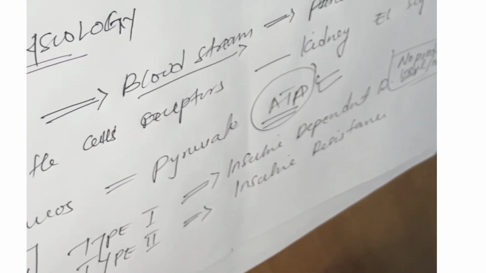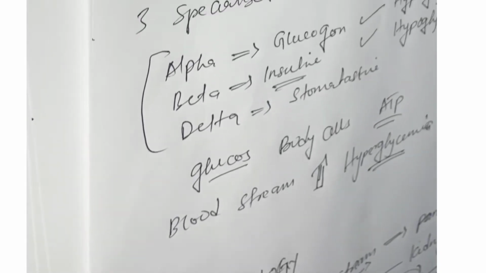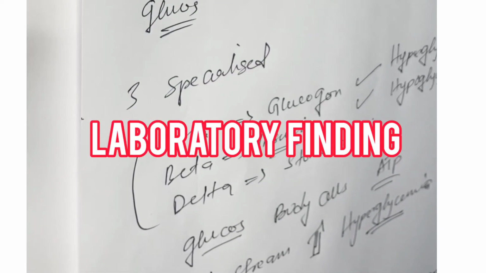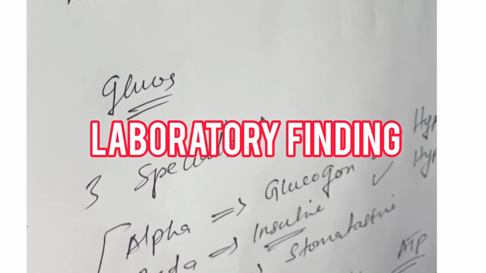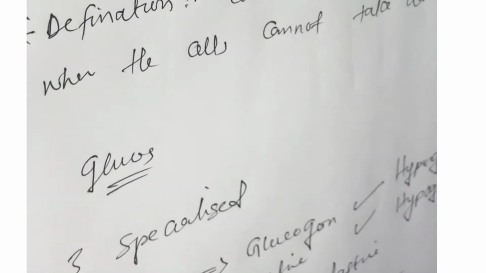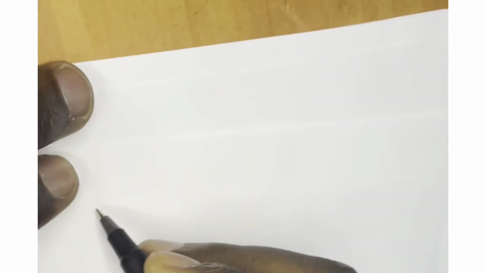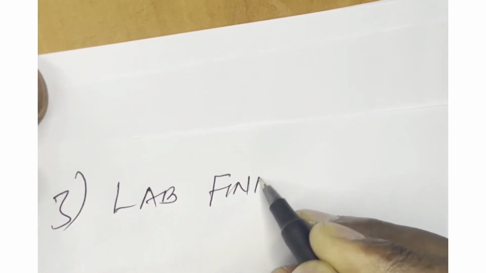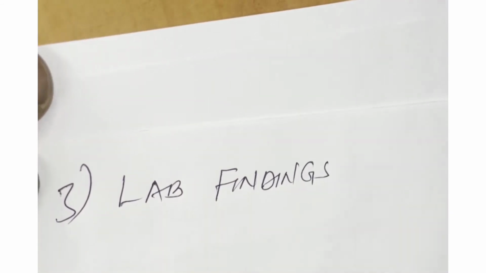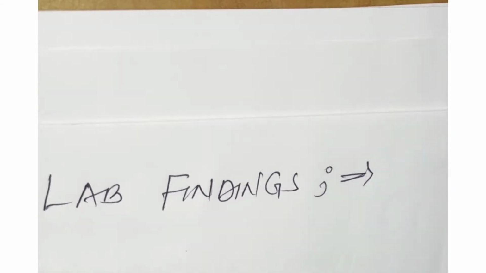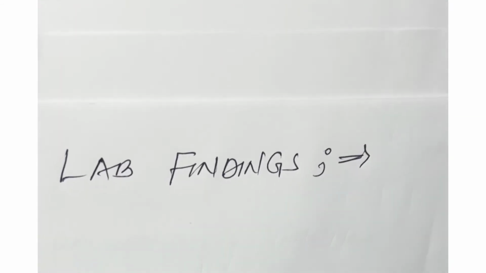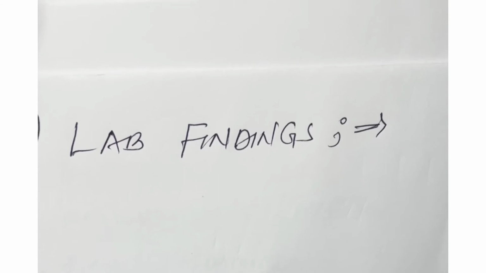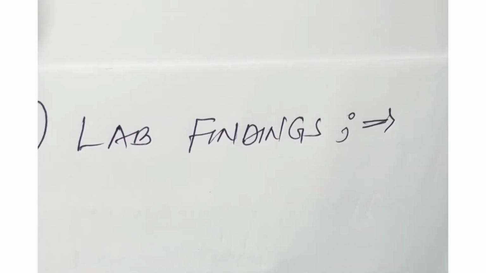So now we are going to define our part 3, which is lab findings. When we say lab findings, we are referring to laboratory diagnosis. How do we diagnose diabetes mellitus? There are many categories of things we use to diagnose diabetes mellitus.